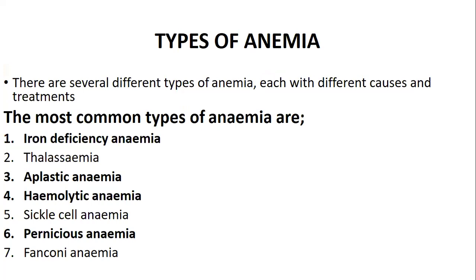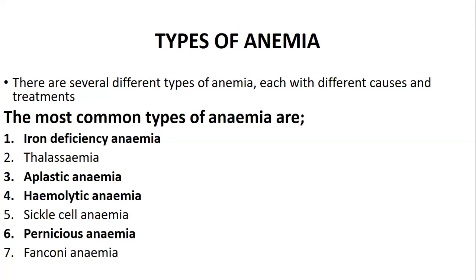So anemia is not one type. There are different types of anemia, and each one of them needs different treatment and also presents in a different manner. But at the end of the day, most of them, if not all of them, will present the general signs and symptoms together with a few differences that differentiate each one of them.